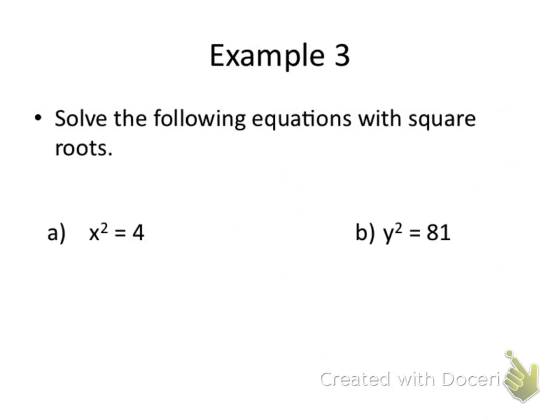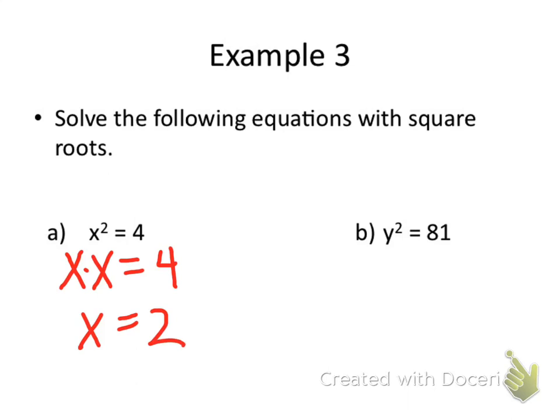Solving equations with square roots. If we are told that x squared equals 4, as in part A, we are basically wanting to know the value of x to make it true. So what number times itself? Remember, we have evaluated exponents before. We have done this in class. We know that x squared is truly x times x. What number times itself equals 4? You can use some mental math there to figure that out. Since 2 times 2 equals 4, we can say that x equals 2.